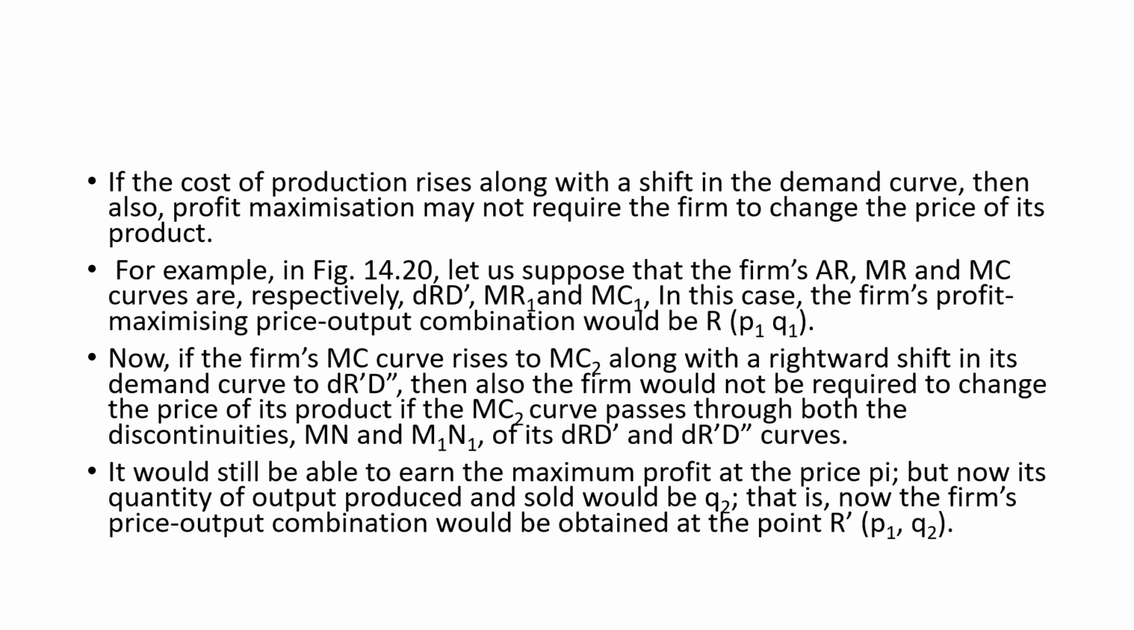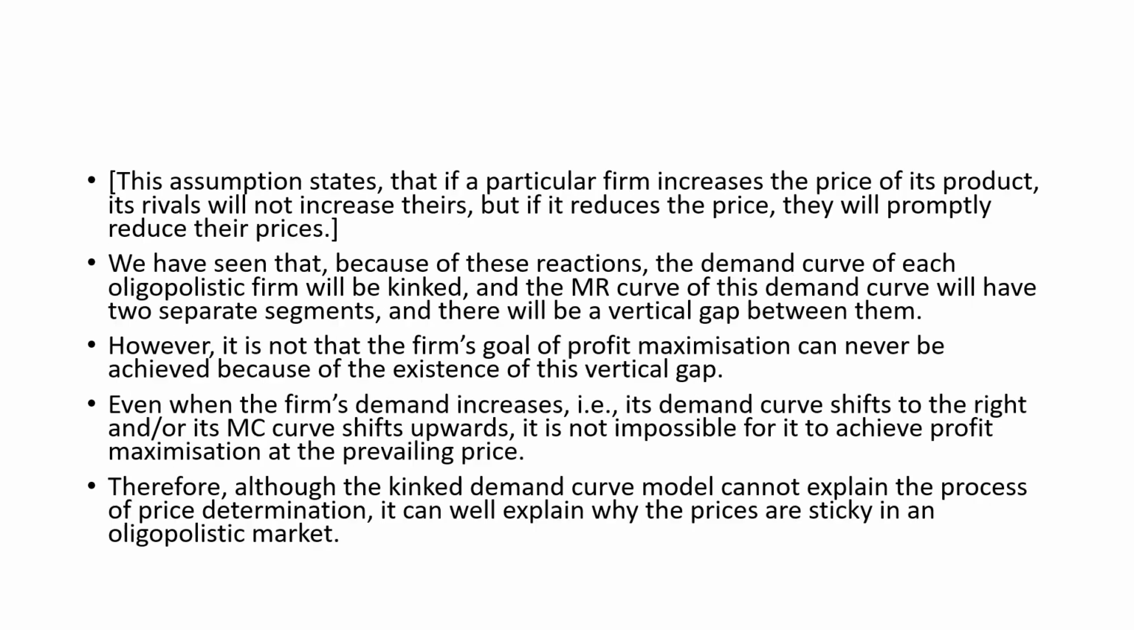So now the firm's price-output combination would be obtained at point R dash, not R, so the new combination would be P1 Q2. P1 is the price and Q2 is the quantity. This assumption states that if a particular firm increases the price of its product, its rivals will not increase their prices, but if it reduces the price, they will definitely try to reduce their prices, because they know that if one firm reduces the price, all the customers will go to that firm, and the other firms will lose their customers. That's the main reason behind these kinds of results.